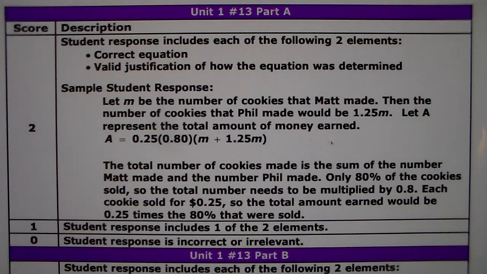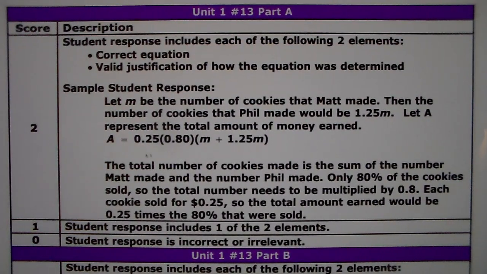Let A represent the total amount of money earned. So A stands for 0.25, which stands for the 25 cents that each of the cookies is sold for. So 25 cents for every cookie. 0.80 represents 80% of the cookies that Matt and Phil made. And M stands for the cookies that Matt made, plus the amount of cookies that Phil made, which is 1.25 times Matt. This is an example of one equation to find out the amount of money they made, which is A.